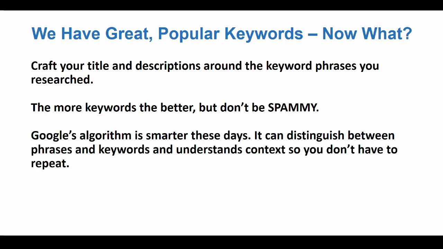You want to craft your title and descriptions around the keyword phrases that you already researched. The more keywords you can get in there, the better, but of course you don't want to be spammy. Google's algorithm is really smart these days. It can distinguish between phrases and keywords and understands context, so you don't really have to repeat.